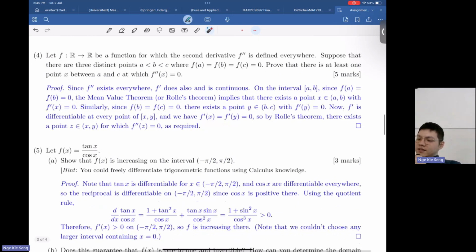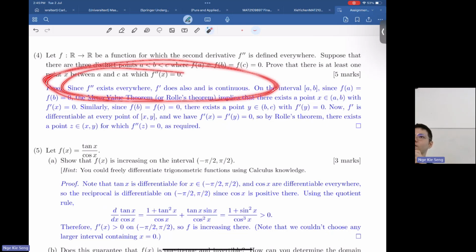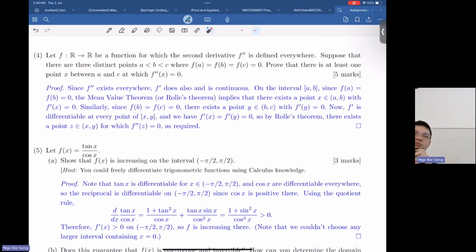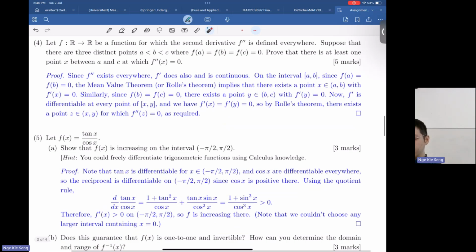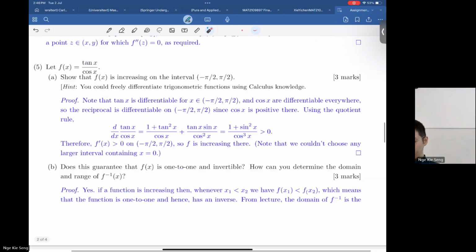I like what Yixing wrote. Yixing wrote everything. Every time you use Rolle's theorem, you write all the properties. That's the way to do it. You need to check. But what I do is I just write it in one sentence here, to shorten the argument. In principle, you need to check every time.